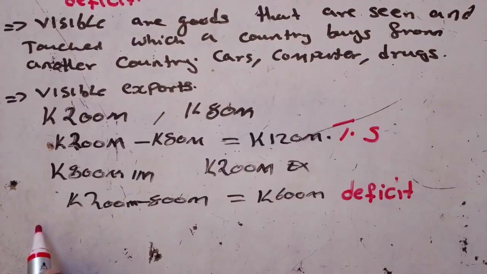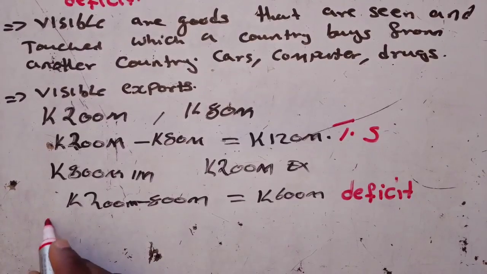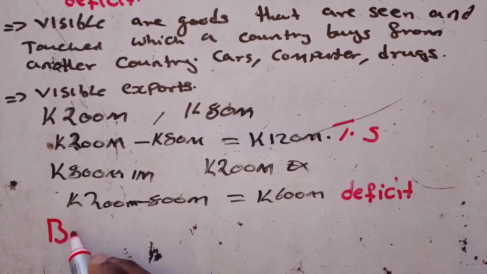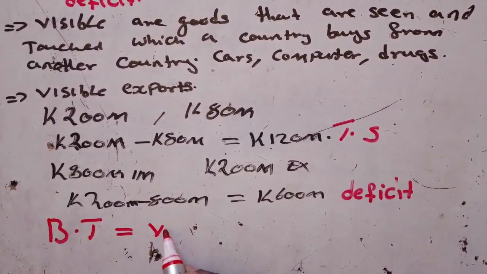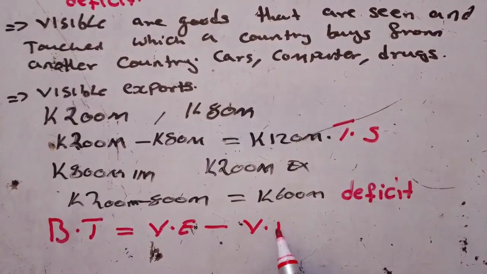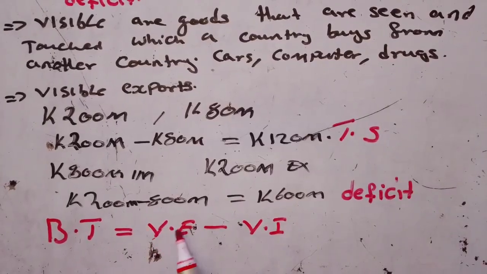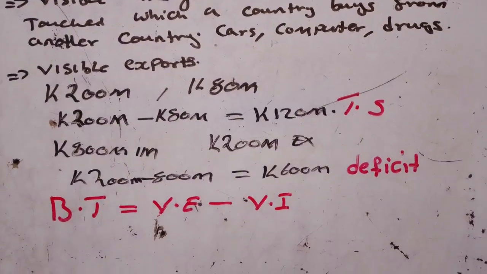Balance of trade is equal to visible export minus visible import. So this is the visible export and this is the visible import. This is the formula you can use to calculate the balance of trade. So this is all about balance of trade.